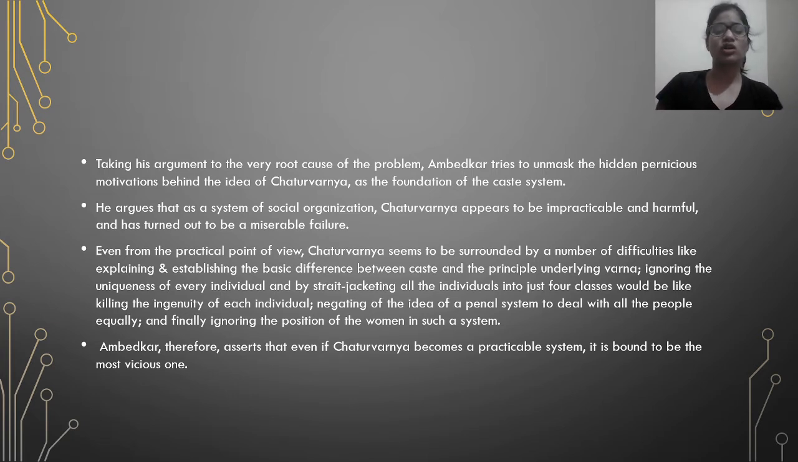Varnya seems to be surrounded by a number of difficulties, like explaining and establishing the differences between caste and the principle underlying the Varna. Ignoring the uniqueness of every individual, straitjacketing all individuals into just four classes would be like killing the ingenuity of each individual. So he negated the idea of the penal system that deals with all people equally. Finally, he pointed to the position of women being ignored in such a system. So Ambedkar therefore asserts that even if Chaturvarnya becomes a practical system, it is bound to be the most vicious one.